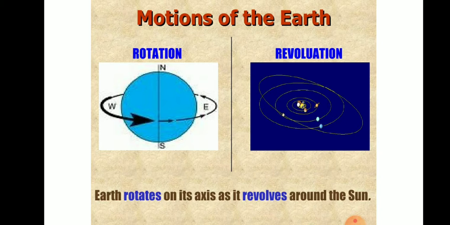The movement of the art is known as motion of the art, and we have two types of motion: rotation and revolution. Rotation means when the art rotates on its axis, and revolution means when art revolves around the sun. Here you have the picture of revolution and rotation.